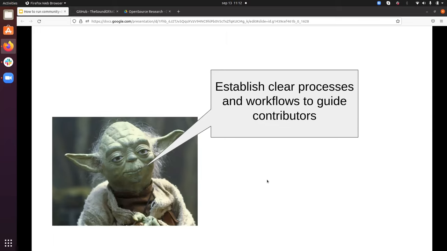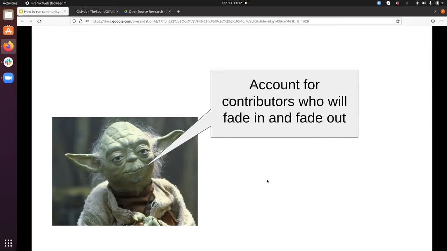You have to establish clear processes and workflows to guide contributors. You have to understand that here we didn't have people fully committed to this project, because it wasn't a full-time job; it's something people would do in their spare time. So it's extremely important to have clear processes and workflows to avoid dissipating energy and focus. You also have to account for contributors who will fade in and fade out.